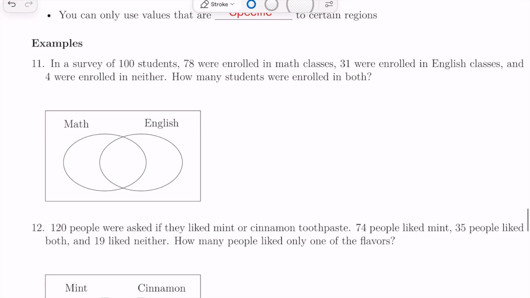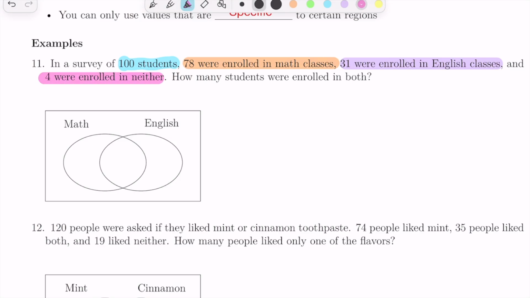In a survey of 100 students, that's important, 78 of them were enrolled in math classes, 31 were enrolled in English classes, and we also had 4 enrolled in neither. Now, hopefully you have something going off in your head saying, wait a minute, there's something wrong here. And hopefully you were right. Nope, I didn't write an incorrect question. The question is just fine.